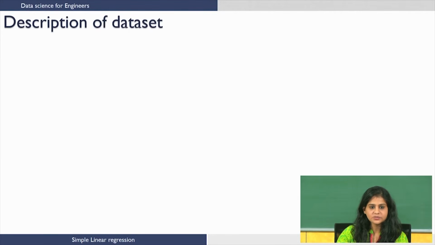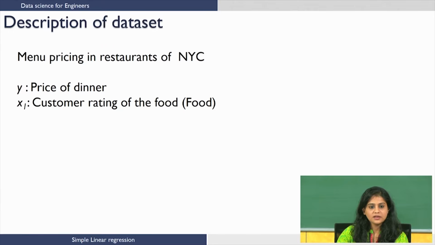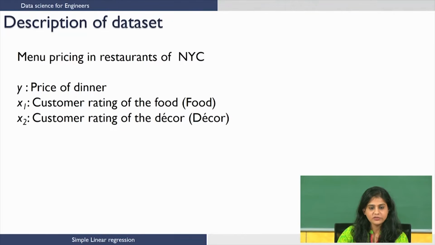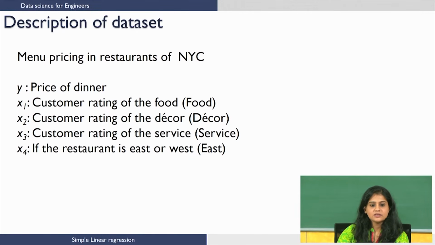Now let us look at the description of the data set. We have already loaded it and we have viewed it, but we do not know yet what the description is. The data is about menu pricing in restaurants of New York City. So, y, which is my dependent variable, is the price of the dinner. There are 4 other independent variables. I have food, which is the customer rating of the food. Then I have decor, which is the customer rating of decor. Then I have service, which is the customer rating of the service, and east. East is whether the restaurant is located on the east or west side of the city.